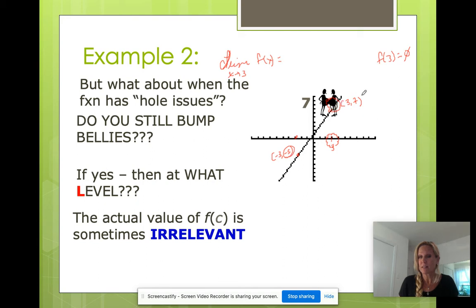Here, the function was not continuous. You had to know the level of the hole, which hopefully is something you were taught how to find algebraically in AAF, right? You remember that. We made you all do it.